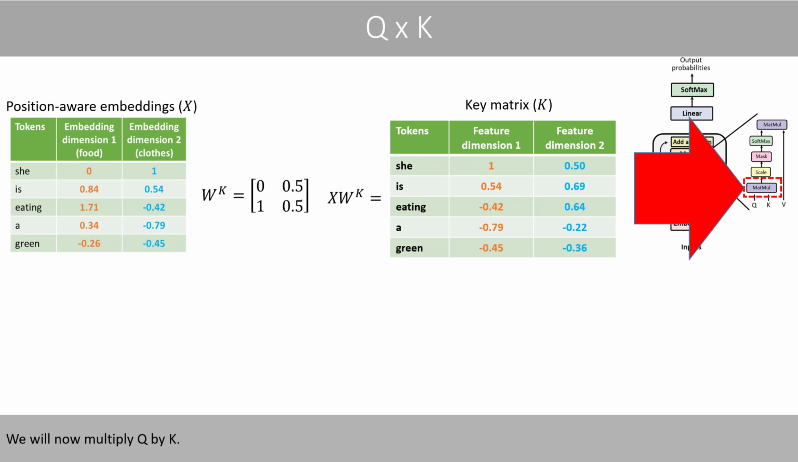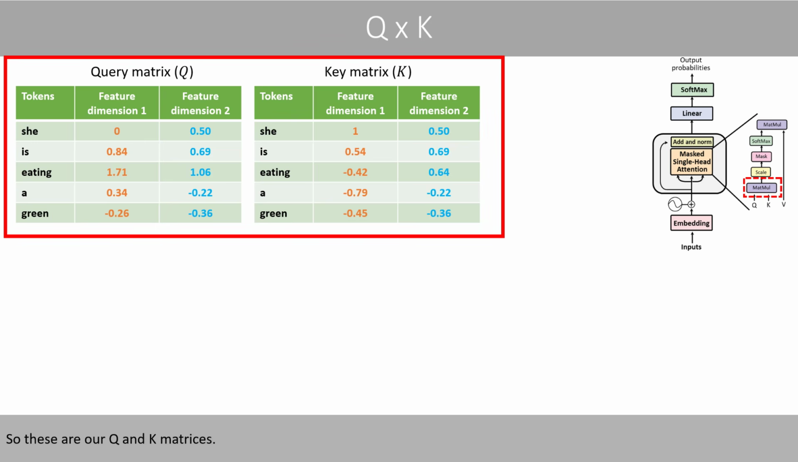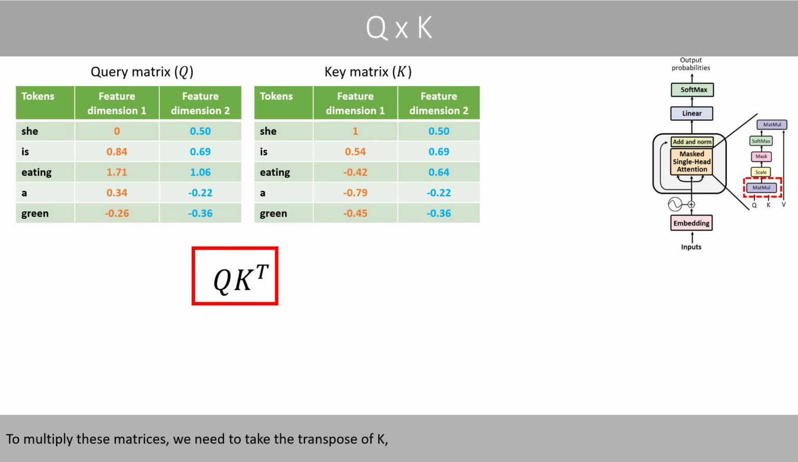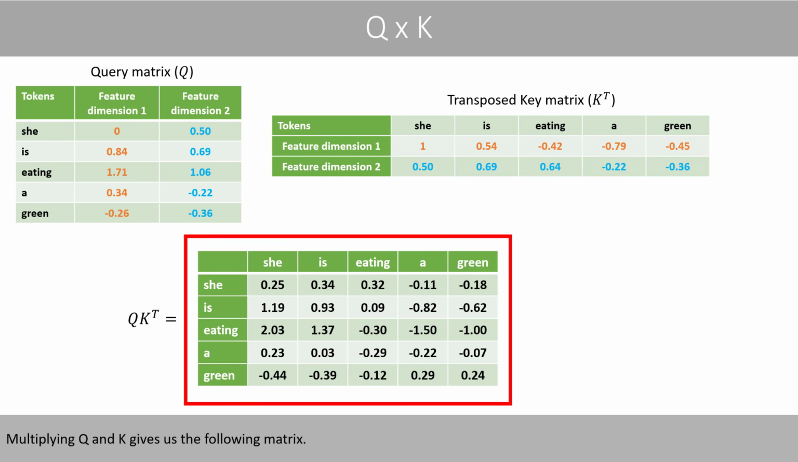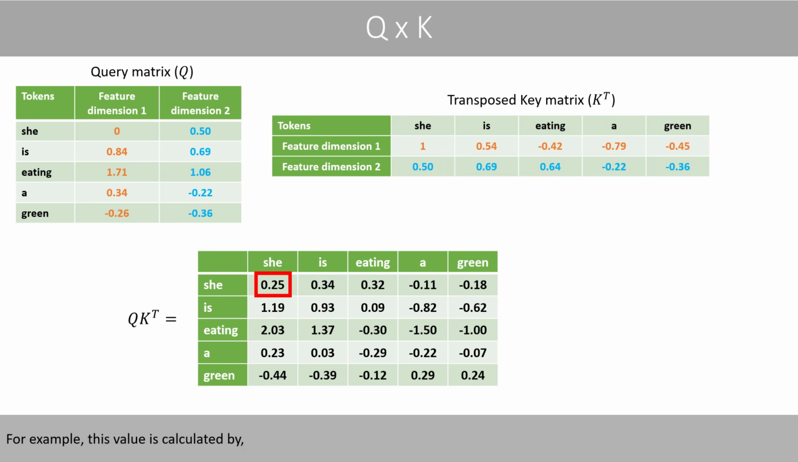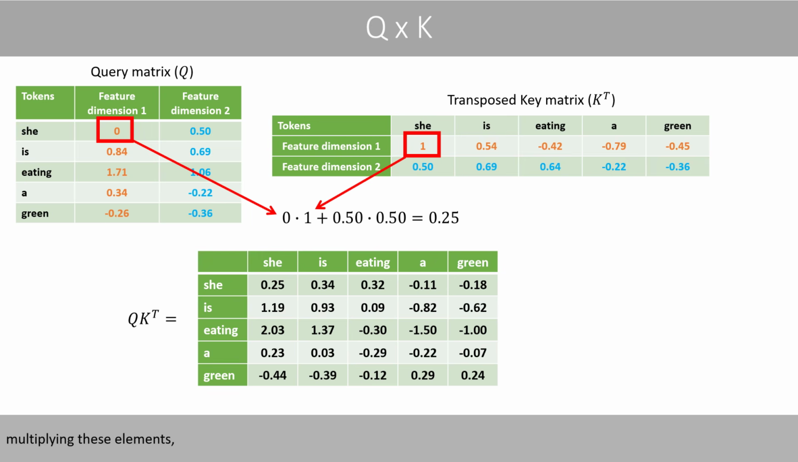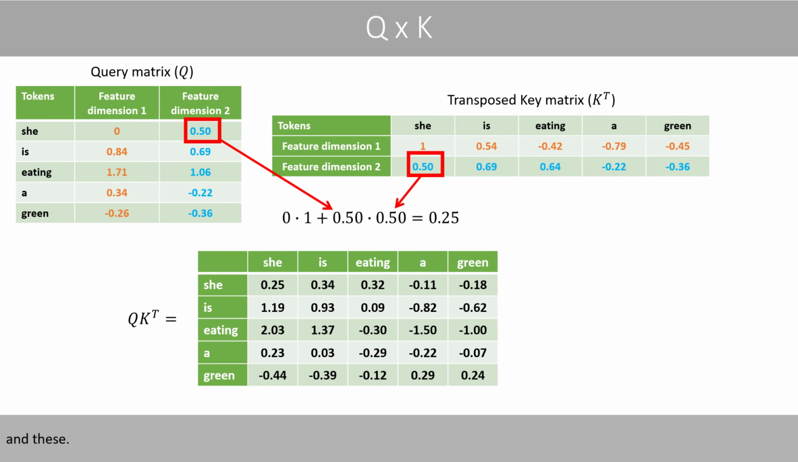We will now multiply Q by K. So these are our Q and K matrices. To multiply these matrices, we need to take the transpose of K, so that it looks like this, where its previous columns are now presented as rows. Multiplying Q and K gives us the following matrix. For example, this value is calculated by multiplying these elements and these.